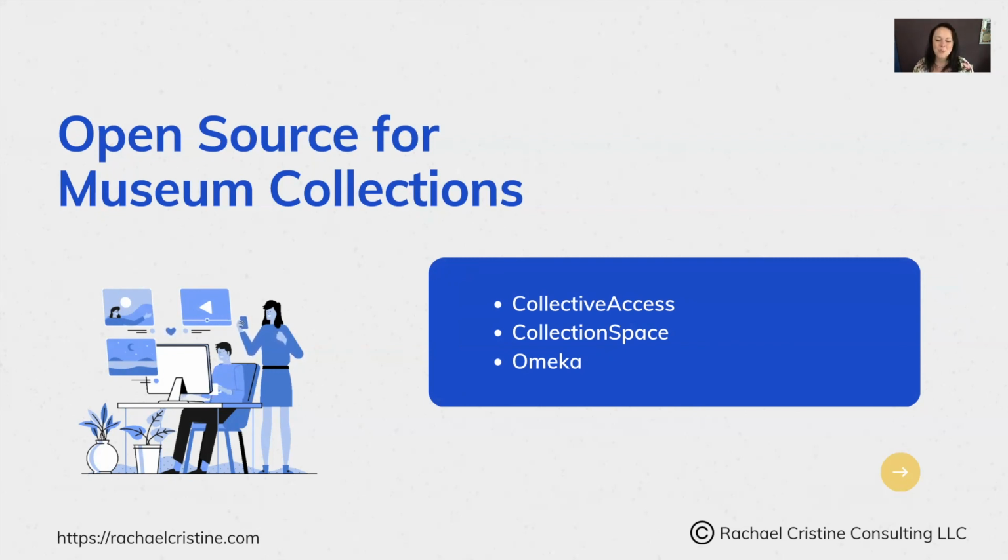The ones that I think have been most successful in incorporating both types of collections have been Collective Access and CollectionSpace. But I do know the Omeka community has been working on trying to better manage and represent archival collections as well. So they all, to varying extents, will support both collections, even though they may have initially been museum only.